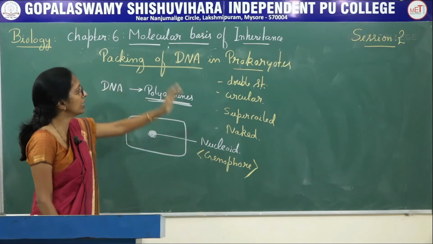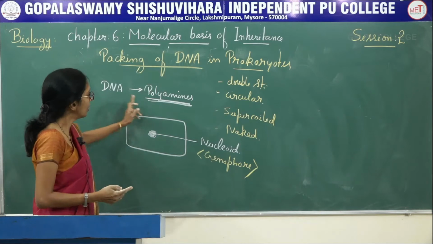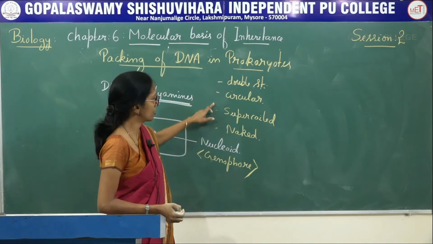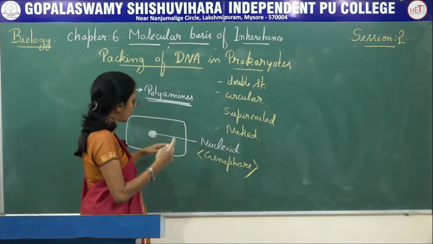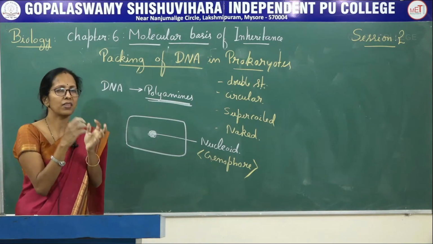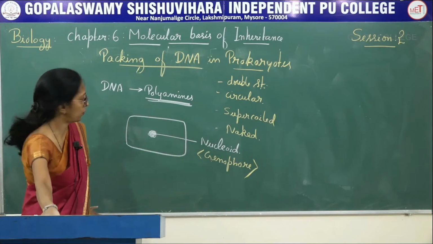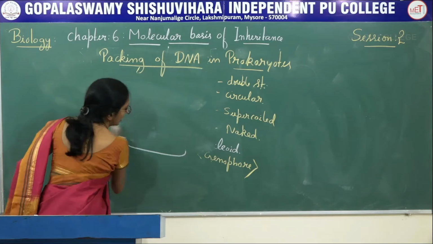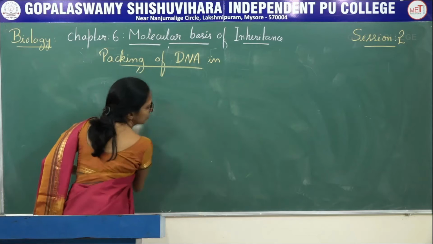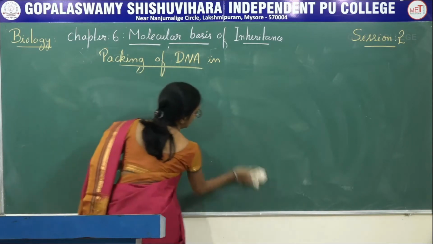So the packing of DNA in prokaryotes, DNA is supercoiled mainly due to the presence of polyamines, and it is double-stranded, circular, naked, supercoiled. As a result of this, it occupies a very small space inside the cell, that is said to be nucleoid or genophore. Now coming to the next is packing of DNA in eukaryotes.